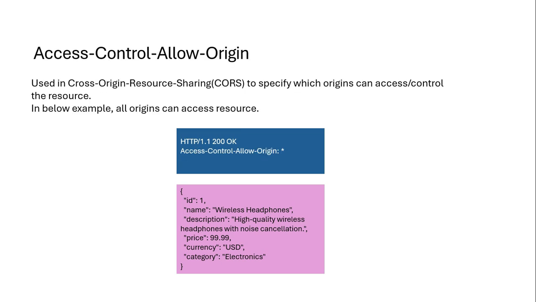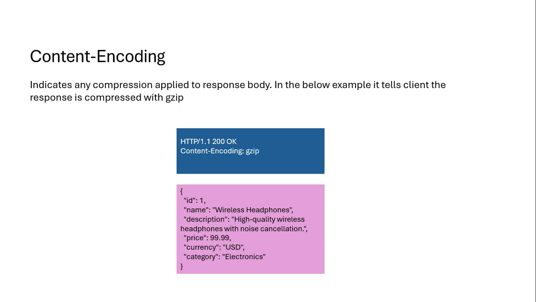Now, Access-Control-Allow-Origin is used in cross-origin resource sharing to specify which origins can access the resource. In the below example, all the origins can access the resource here. Content encoding indicates any compression which is applied to the response body. In the below example, it tells the client the response is compressed with gzip.